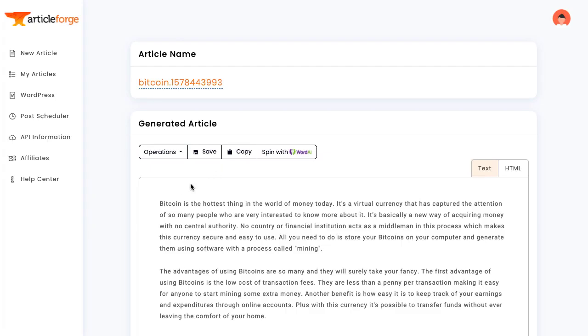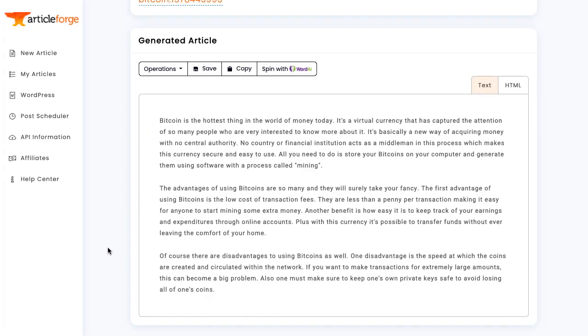So now, here's the article page, and here's our article. I purposely did a short article so I wouldn't have to bore you with reading the whole thing. Bitcoin is the hottest thing in the world of money today. It's a virtual currency that has captured the attention of so many people who are very interested to know more about it, etc., etc.